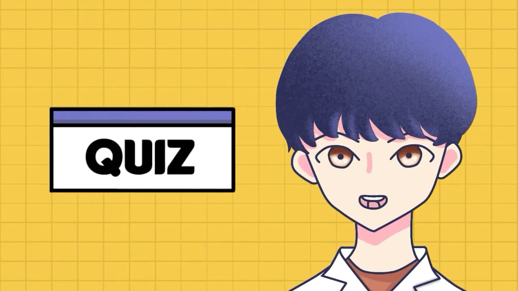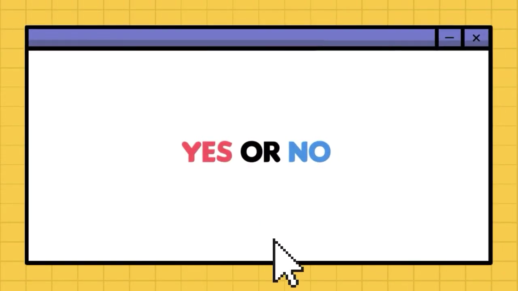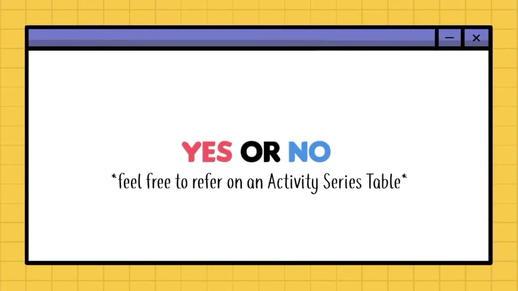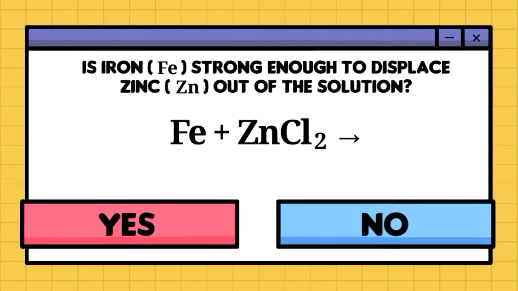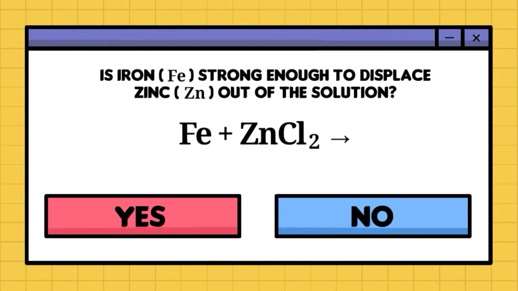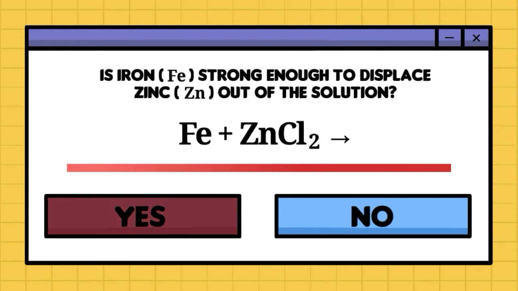Let us now test what you've learned through a quiz. For this quiz, you just have to answer yes or no to the following questions. Ready? Here we go. Is iron strong enough to displace zinc out of the solution? Yes or no? If your answer is no, then you are correct.